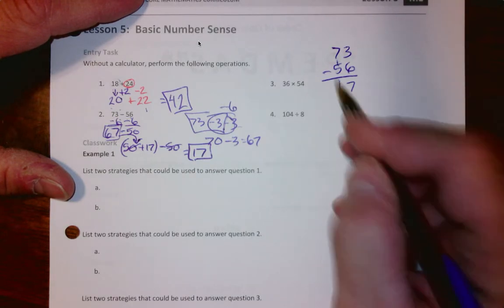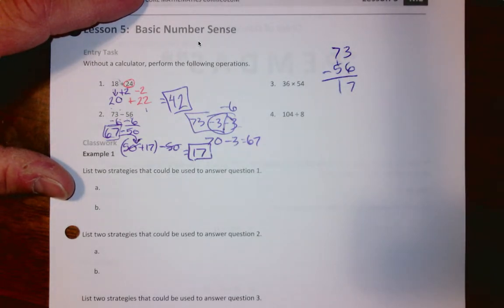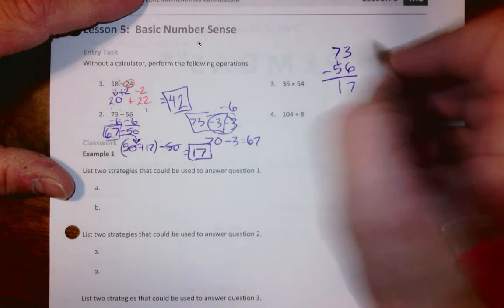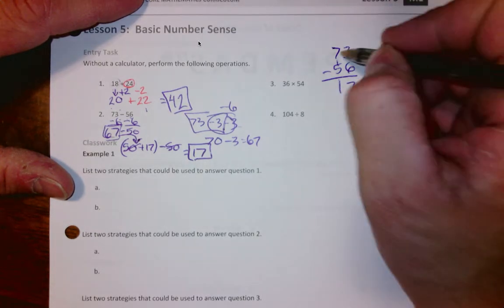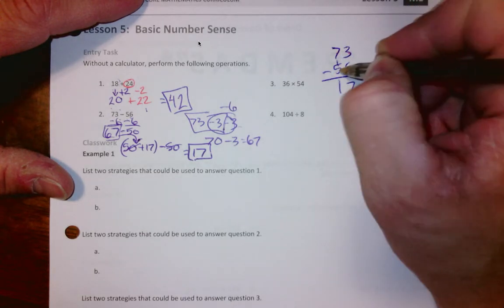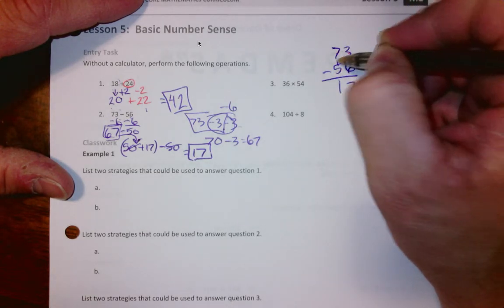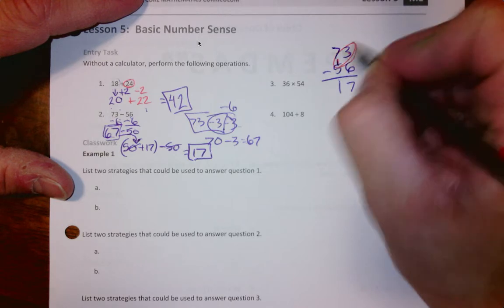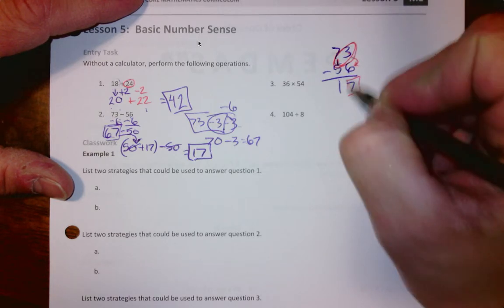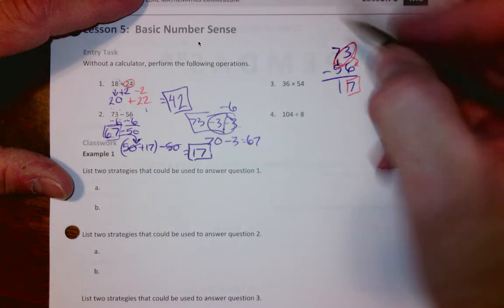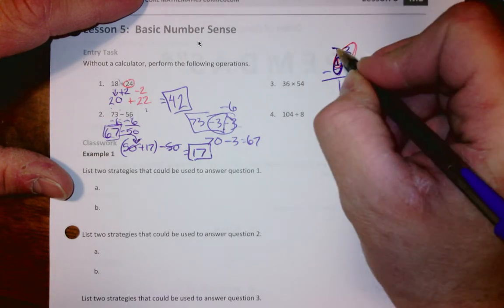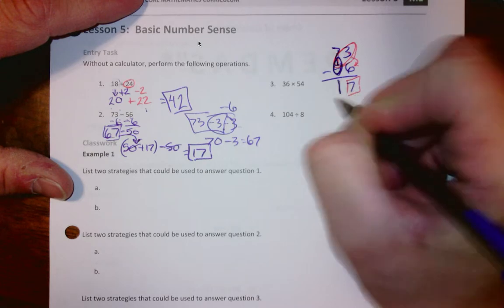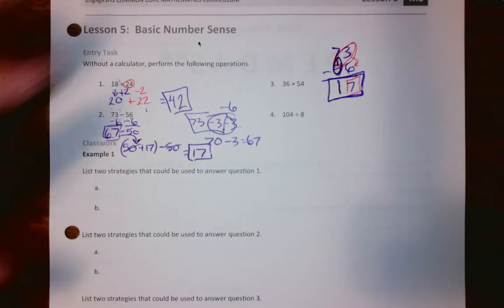Well, did you know what I just did there? This is a trick that I use when I do stacked subtraction. If the 6 is bigger than the 3, instead of borrowing from the 7, I'm going to give an extra 1 to the 5. And then I'm going to take 13 minus 6. That's 7. Then I'm going to take the 7 and I'm going to subtract 6 from it. So 7 minus 6 makes 17. There's our work. There's our answer.